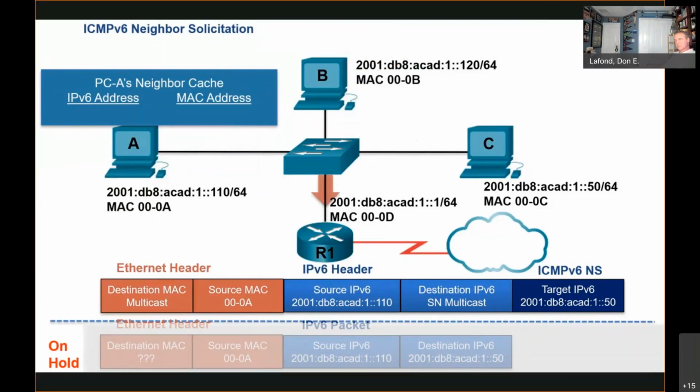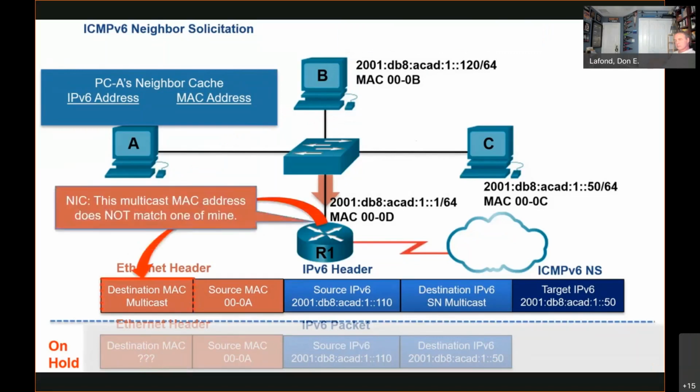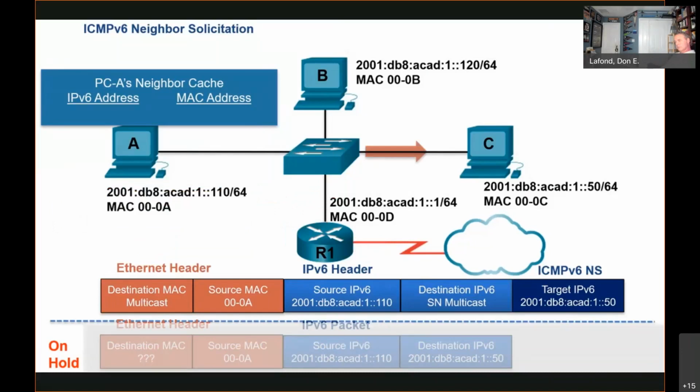Router R1 receives the frame on its LAN interface. A similar process occurs on R1's interface. The Ethernet NIC ignores the frame because the destination multicast MAC address does not map to any of its IPv6 addresses. ICMPv6 neighbor solicitation messages are not forwarded by the router. This is because the solicited node multicast address in the IPv6 header is sent with link local scope, which tells the router not to forward these packets off the local link network. Host C receives the Ethernet frame.